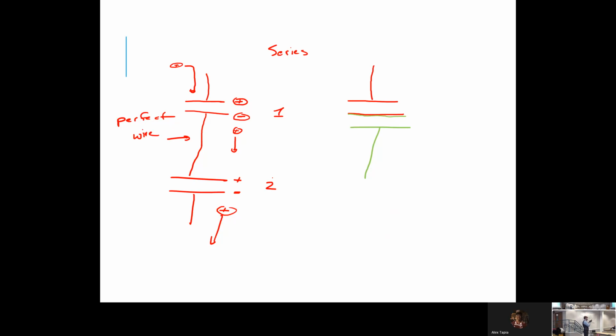Yeah, the perfect wire between the two capacitors, I've just shrunk it down to essentially 0. So I want the bottom plate of the first capacitor to overlap with the top plate of the second one. So I just drew it visually in there. Good so far?